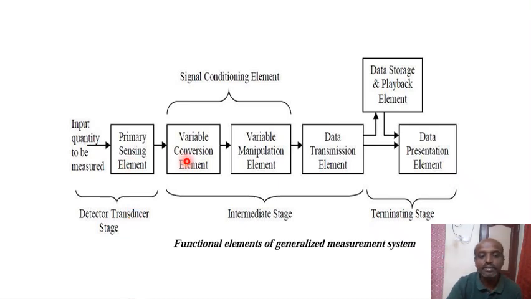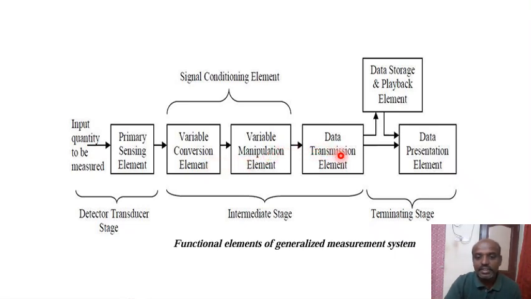The next step is that the output of the primary sensing element is given to the variable conversion element, and the output of this variable conversion element is given to the manipulation element. These two elements are combined as a signal conditioning element. The purpose of the variable conversion element is that it converts the input from the primary element into another form without changing its original information.